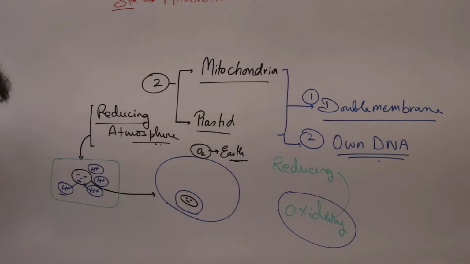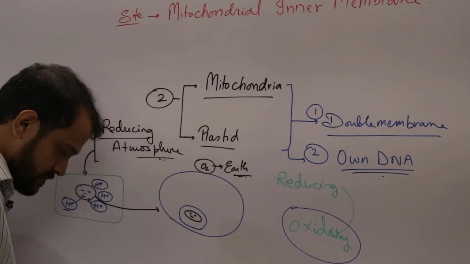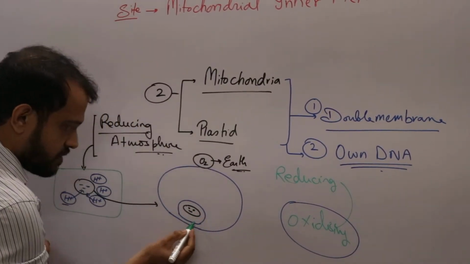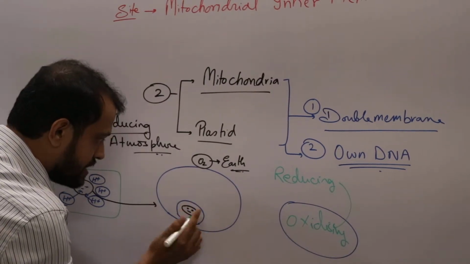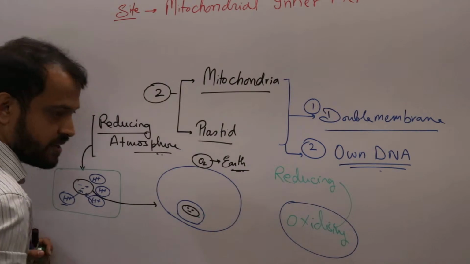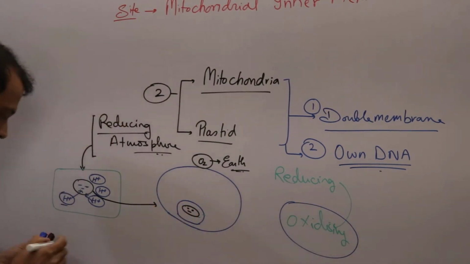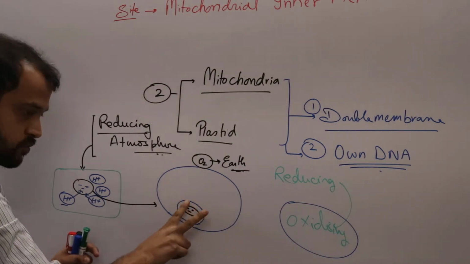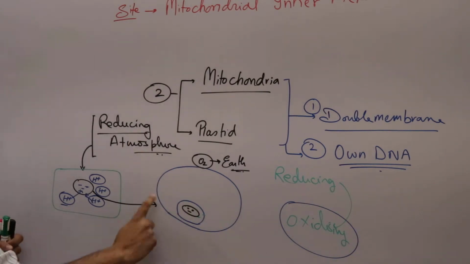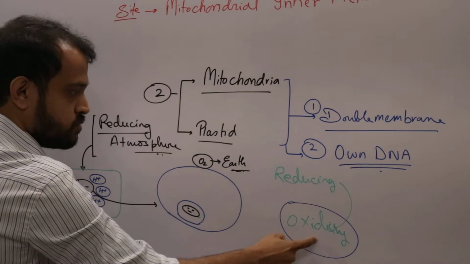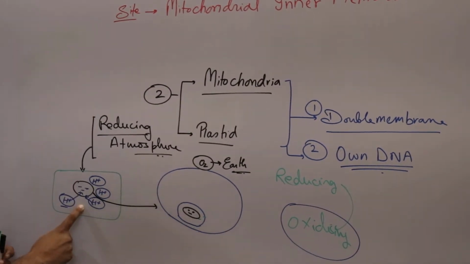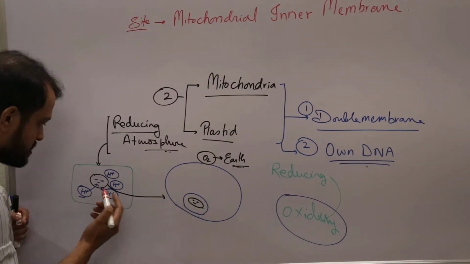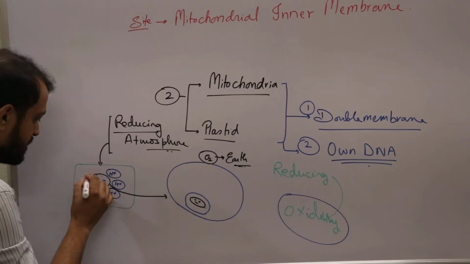Okay. Now you should understand one thing. As they took a part of the cell membrane with them, therefore these organelles have two membranes. Now understand this very carefully. Before the conversion of the reducing atmosphere to the oxidizing atmosphere, they were independent organisms. Because they were independent organisms, therefore they had independent DNA.